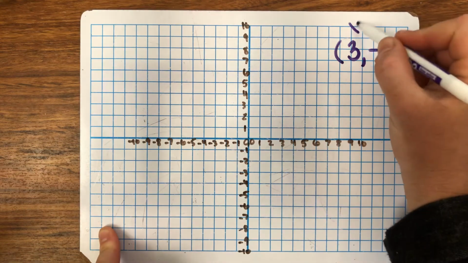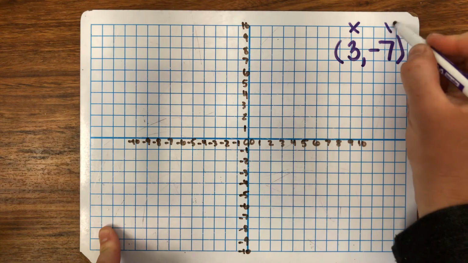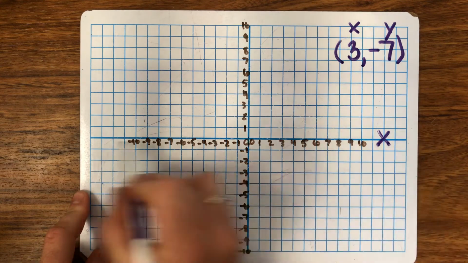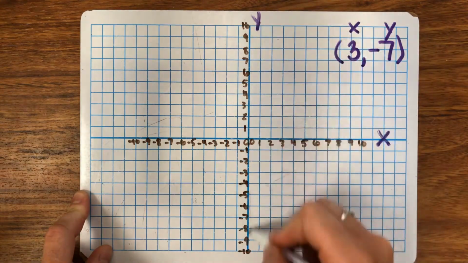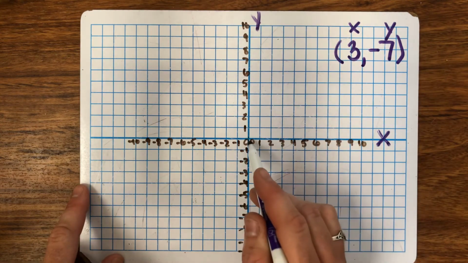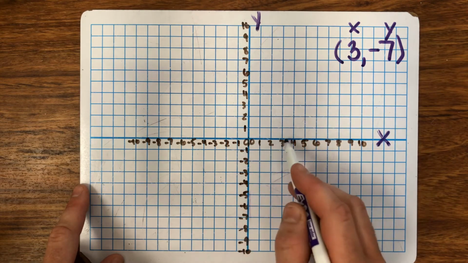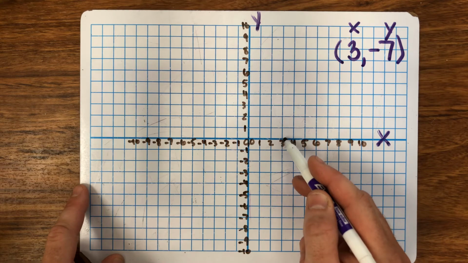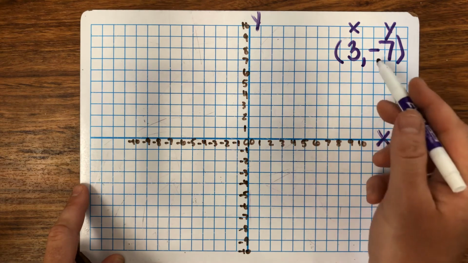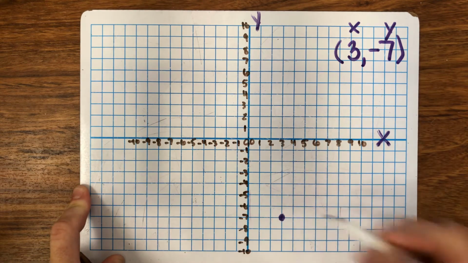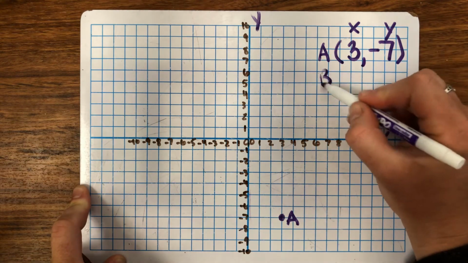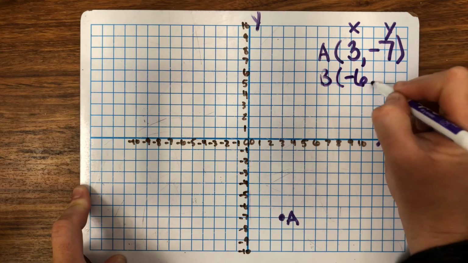The 3 stands always for the X. The first number is always X. The second number is always Y. So X is this right here. This is the X axis. Y is right here. This is the Y axis. Okay, so 3. Are we going to go left or right? Well, it's a positive 3, so we're going to go towards the positives. At 3 right here. Then -7 means are we going to go up or down? Well, again, look, it's negative, so go down to -7. That's what that point is. We'll call it A.